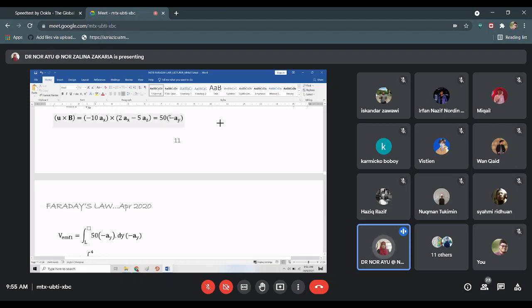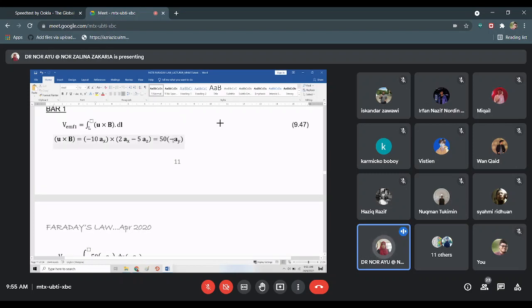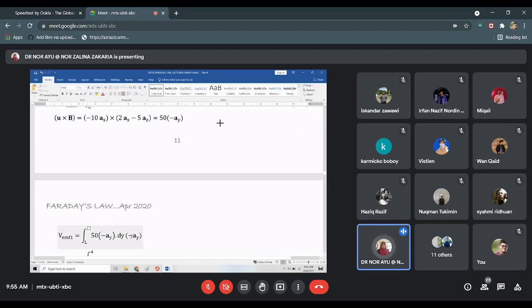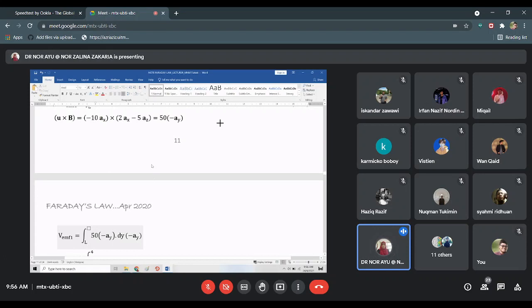So here it is negative AY, so that's why your DL will be DY AY. Dia tak bolehlah jadi DX AY, dia mesti sama DY AY. And then because this is negative AY, so you have negative AY also over here. So DY negative AY. Alright, so dia mesti sama. Kalau dia tak sama, kamu tak boleh masukkan dia dalam equation ni. Because dot product, again dot product, dia mesti sama. Kalau tak sama, dia akan jadi 0, remember? So that's why the rules, you need to have DL must be the same as U cross B. Okay, so dia mesti sama.